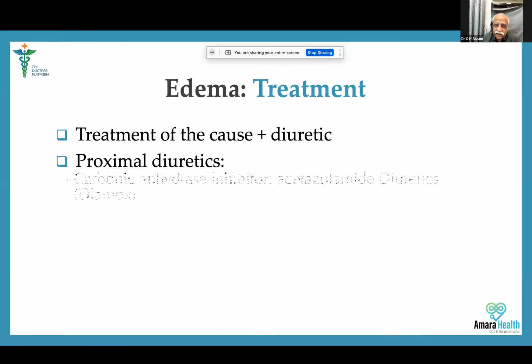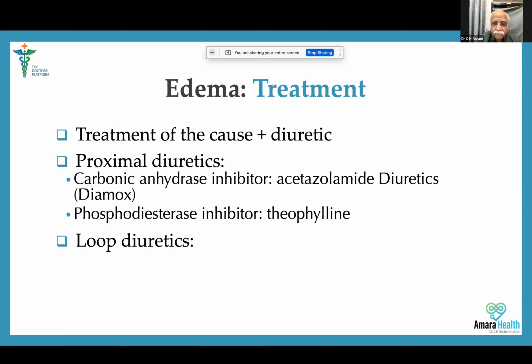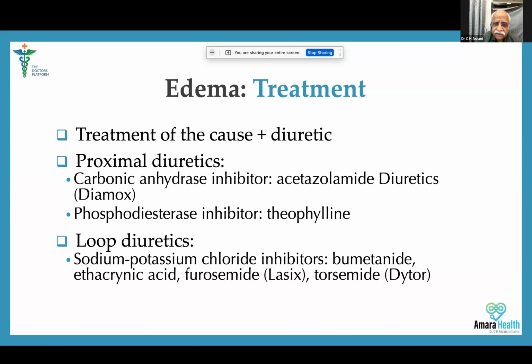Proximal tubule diuretics, Diamox, which we generally use only for cerebral edema. Phosphodiesterase inhibitor theophylline, again respiratory. We don't use it for pedal edema. Loop diuretics, our furosemide and torsemide, Lasix or Ditor. We are using Ditor more now because of the electrolyte problems of furosemide.